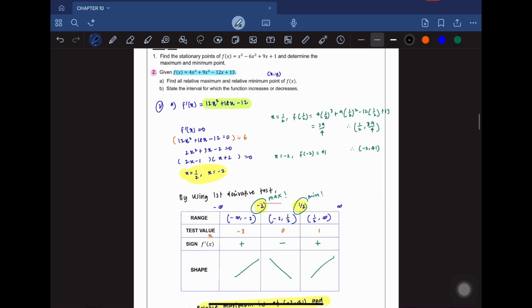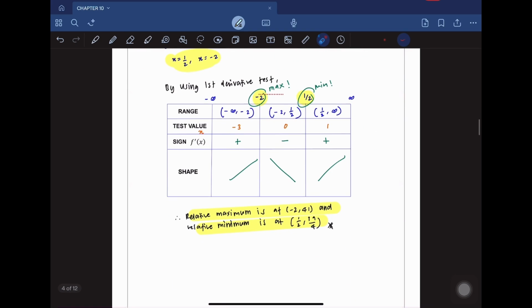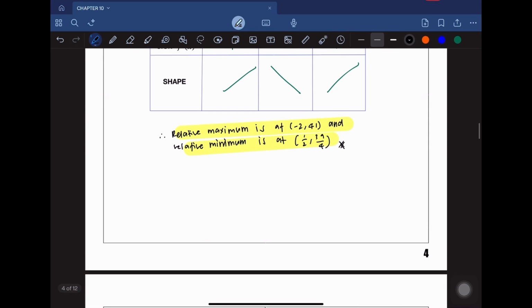So soalan tak habis lagi guys. Jangan tertinggal soalan. The second part of the question dia kata state the interval. Basically dia suruh state the range lah, range yang mana function dia increase and function dia decrease. Nak tahu senang sahaja. So tengok dekat dua interval ni shape dia macam ni kan. Bila shape dia macam ni positif kan, so maksudnya untuk this range dia akan increase. Untuk decrease pula obviously this one. Okay, so dia suruh minta range dia kan.